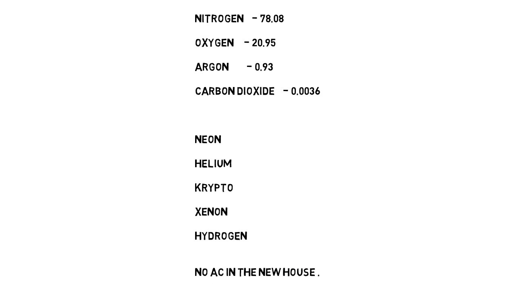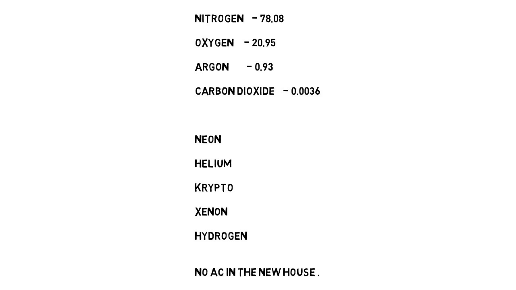You need not remember the exact figures, but at least you should have in your mind a few important things, such as the percentage of argon is more than carbon dioxide, and the presence of hydrogen is least among the gases. You can remember the gases in the descending order by forming any sentence. For example, I have formed here one sentence: no AC in the new house.